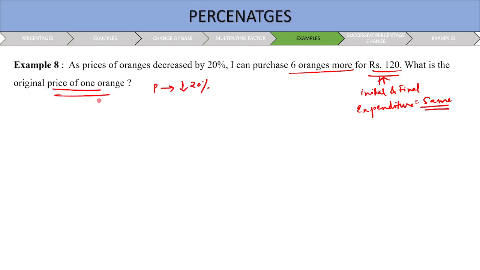A similar sort of sum, what we have discussed previously also. So you know your expenditure is price into quantity. Your price of the orange decreased by 20%, which means 1 minus 20 by 100, which is 80 by 100, or you can write it as 4 by 5 of P. The expenditure equals 4 by 5 of P, and your expenditure is nothing but 120.